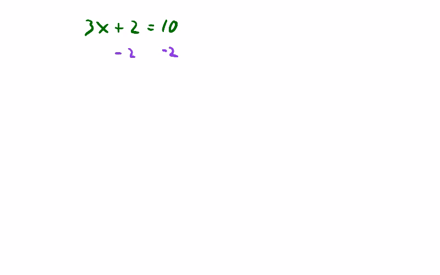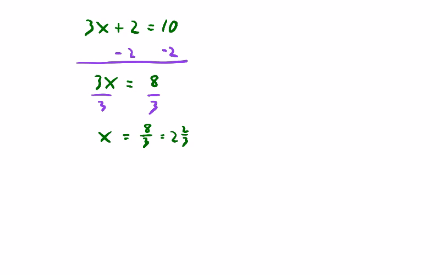There are a couple of things that we can do. Actually, there are an infinite number of things that we can do. It would make sense to subtract 2 from both sides first, and that would leave us with 3x equals 8. And then I think it's fairly clear that we should divide both sides by 3, and that would leave us with x is equal to 8/3, or we want to say 2 2/3. That would be equally as good for a final answer.